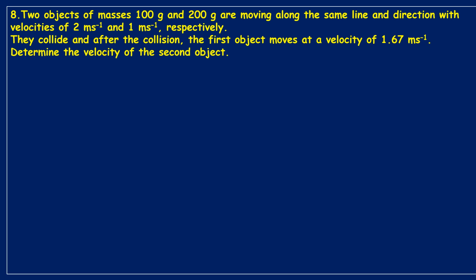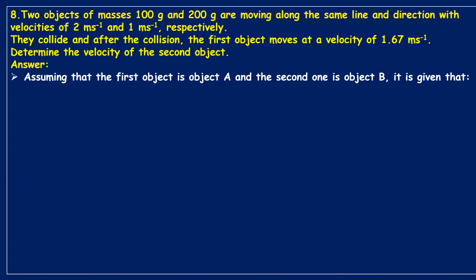See here, these two objects are moving in the same line, one after another. After traveling some distance, the one which is moving faster hits the one which is moving slower. Then they collide, and after the collision, the velocity of the first object decreased, I think to 1.67 meters per second. But determine the velocity of the second object.